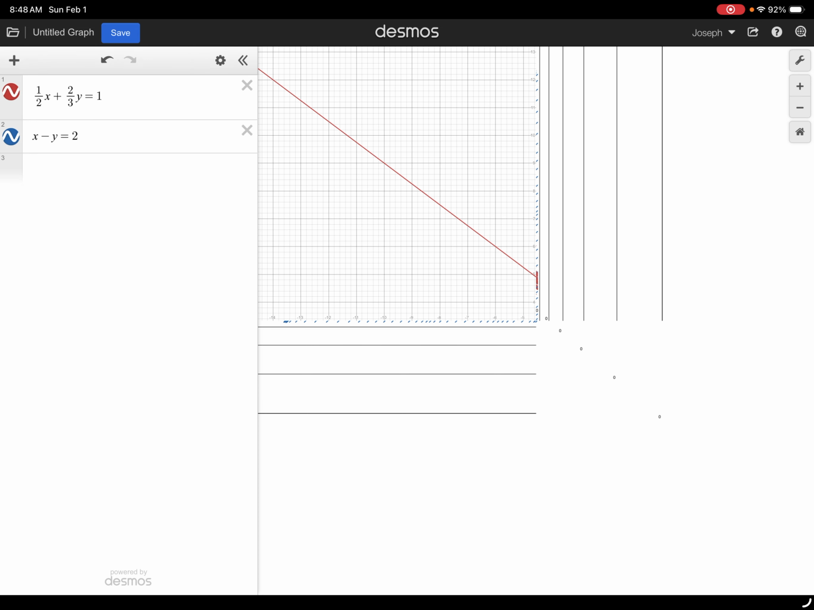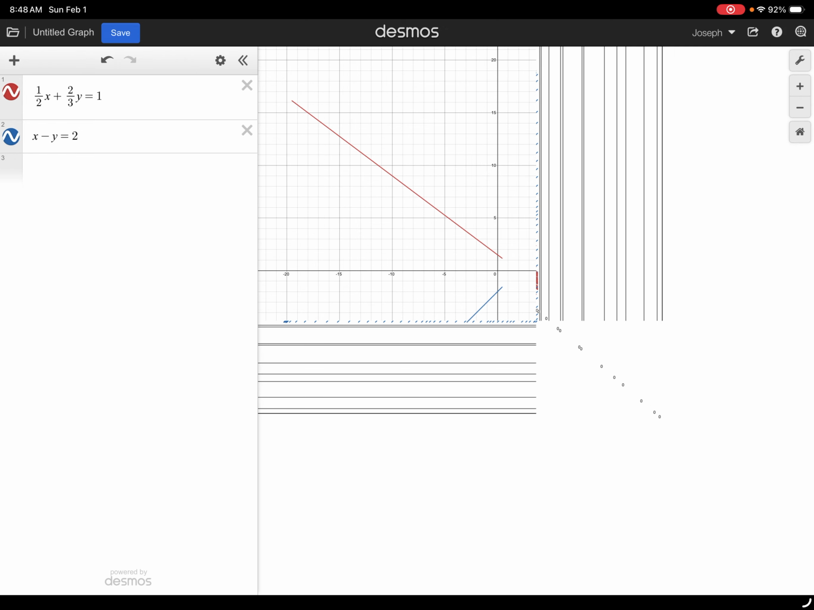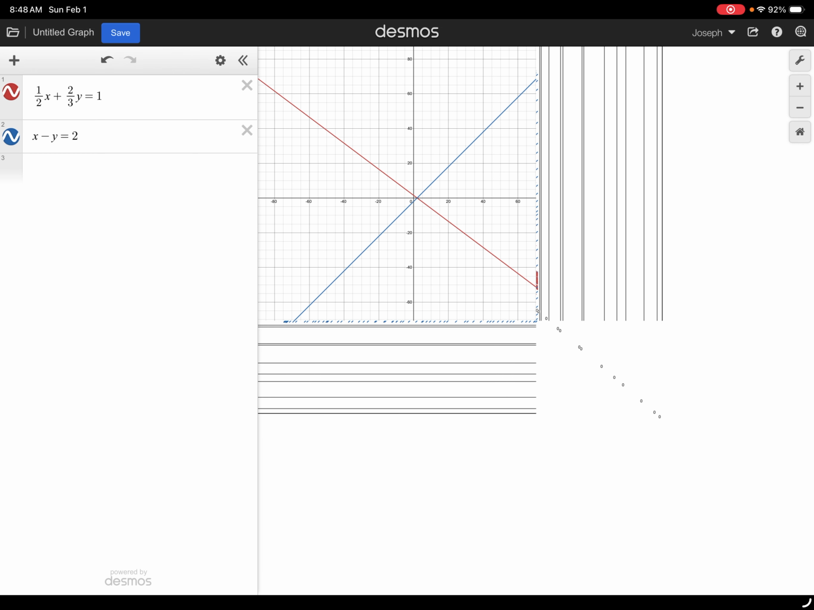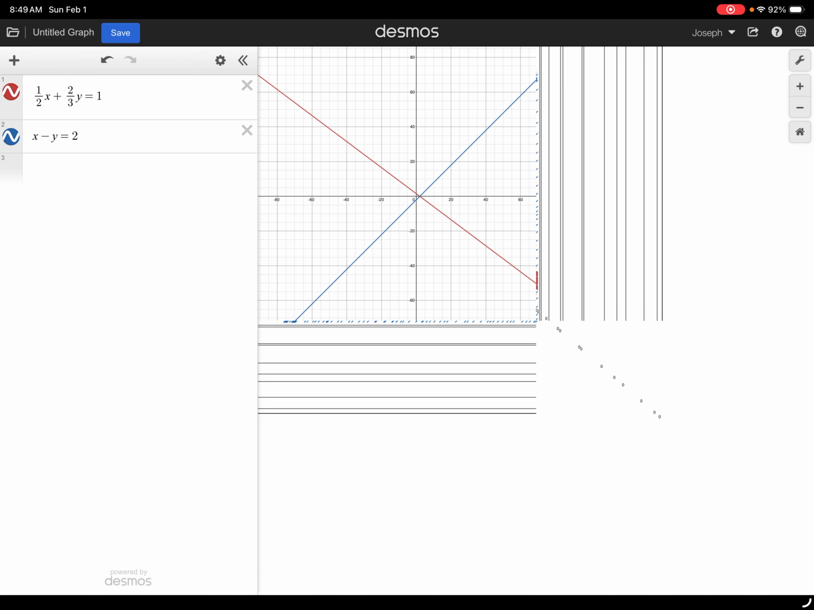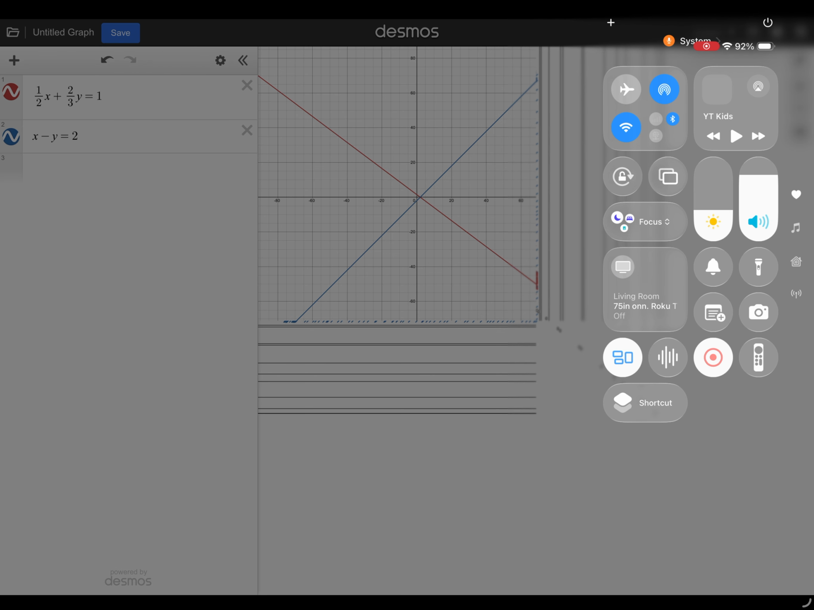Uh-oh, I broke it. Well, hopefully I come back. So you can see these cross at a different spot. They're different lines. This is a question we'll do next, just so you can see how to deal with fractions. All right, so stay tuned for part 2.